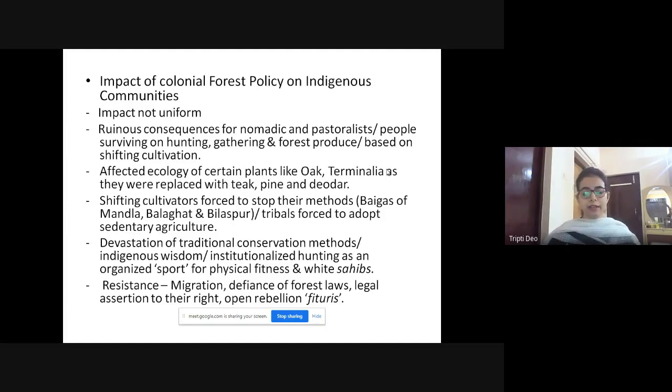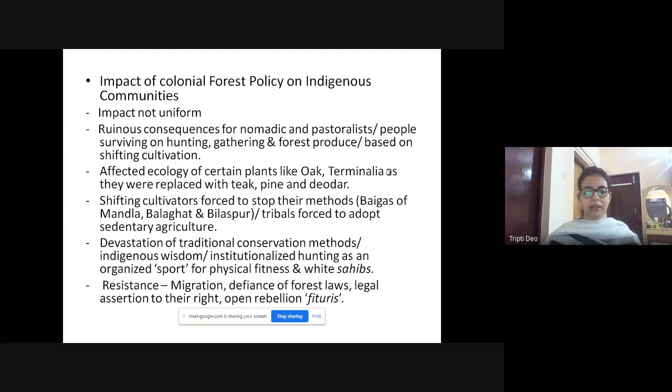So I told you that if a certain plant was in commercial demand, if it was demanded more by the British administration, it was being produced more, they were being forced to produce more. How it impacted was that it impacted the ecology of that particular region. Certain plants like oak and terminalia were replaced with teak, pine and deodar. Because teak, pine and deodar were in more demand, oak and terminalia suffered.